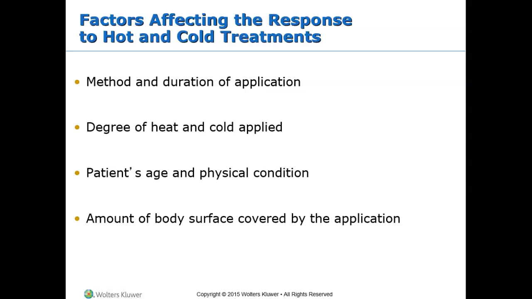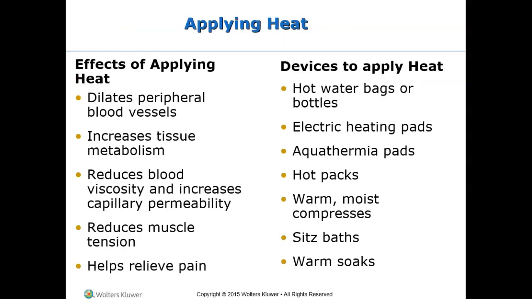Be prepared by knowing how much of the body surface you will need to cover in the application of the therapy. Heat dilates the peripheral blood vessels and increases tissue metabolism. It reduces blood viscosity, increases capillary permeability, reduces muscle tension, and it can relieve pain. Cold constricts peripheral blood vessels, reduces muscle spasms, promotes comfort, and reduces edema and inflammation.